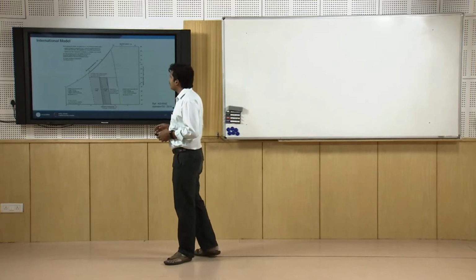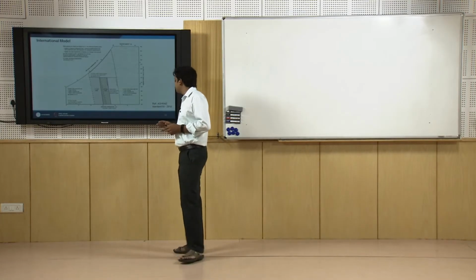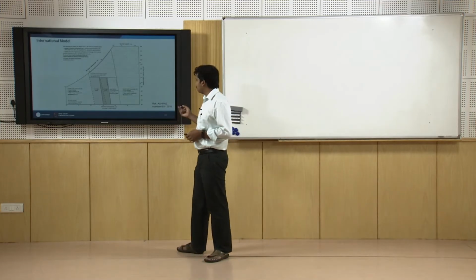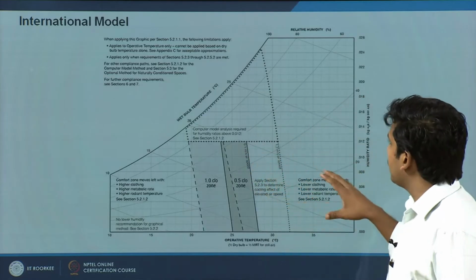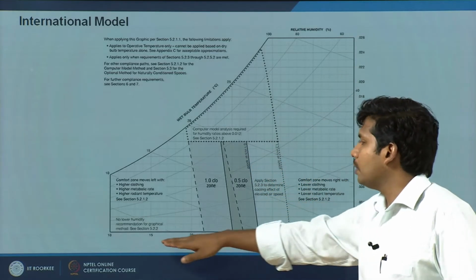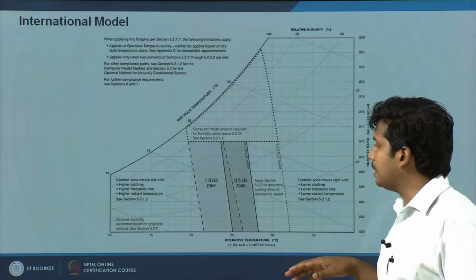We will look at a few examples. First, let us take a look at how we primarily define the comfort zone. I am referring to the ASHRAE Standard 55 thermal comfort standard. This is a psychrometric chart. We have been talking about psychrometrics, but there is one small change in this psychrometric chart.